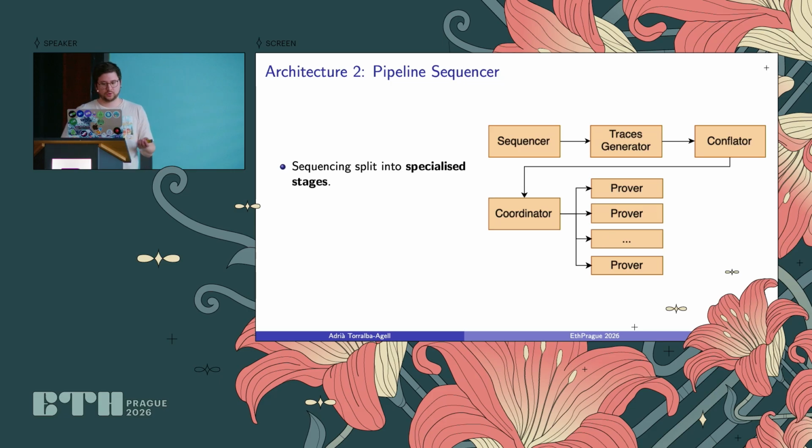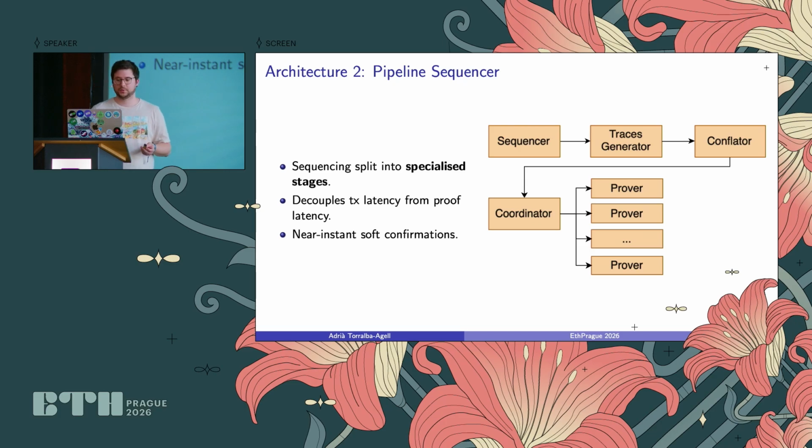With that, what do we want? It decouples the transaction latency from the proof latency, in the sense that we have near instant soft-confirmation. Because if you rely on this set of actors, usually centralized actors, then you can have near instant soft-confirmation, and you can continue right away placing transactions on top of non-settled transactions on L1.